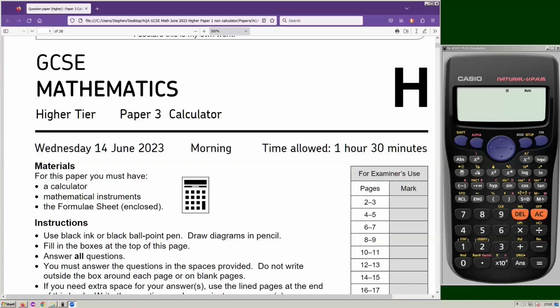Hello everyone, we've got this GCSE Maths paper from June 2023. It's a higher tier and it's paper 3, calculator. Off we go.